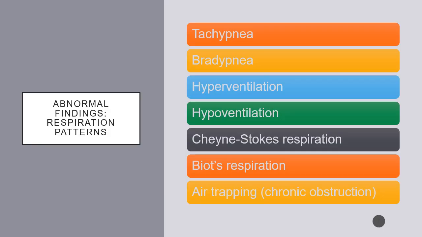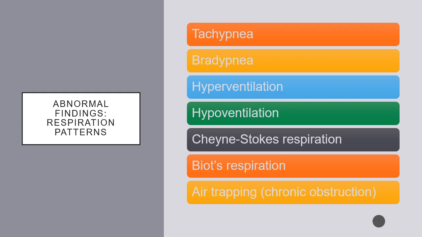Abnormal findings for respiratory patterns are covered in your book on page 444, and those would include tachypnea, which is a rate greater than 20, bradypnea, which would be a rate less than 12, hyperventilation, which is a sustained rapid deep respiratory pattern. We see this as a compensatory mechanism in things like Kussmaul's respirations in the DKA patient, where you're trying to blow off CO2 to maintain an acid-base balance.